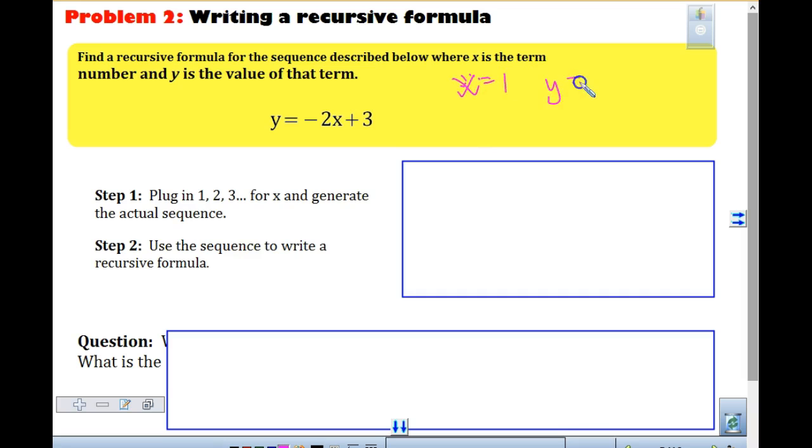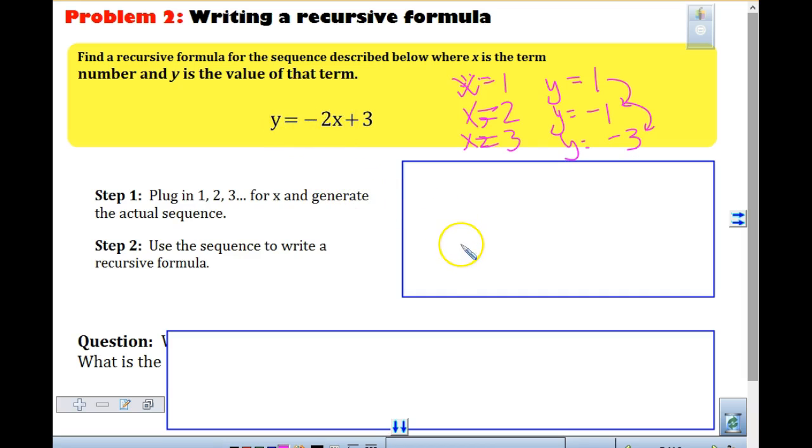When x equals 1, y is equal to 1. Negative 2 times 1, right? Plus 3 would have been negative 2 plus 3 is 1. When x equals 2, you would have negative 1. When x is equal to 3, y would be equal to negative 3. What is our common difference? Where is that here? It's our slope, right?